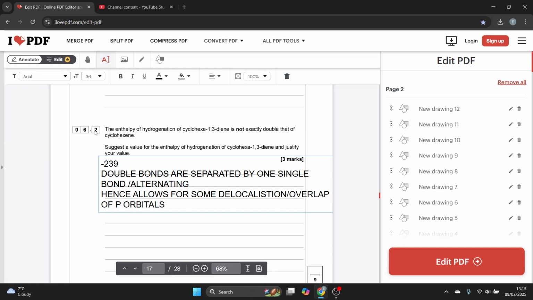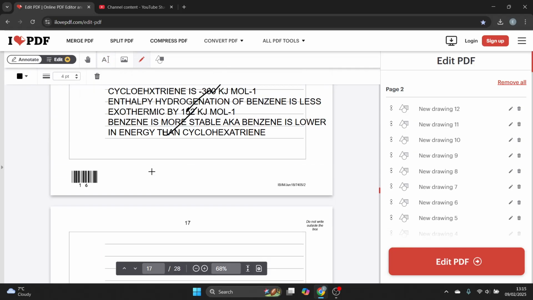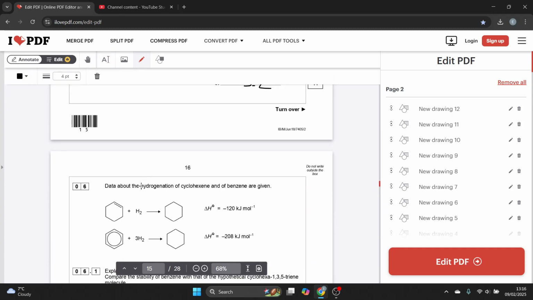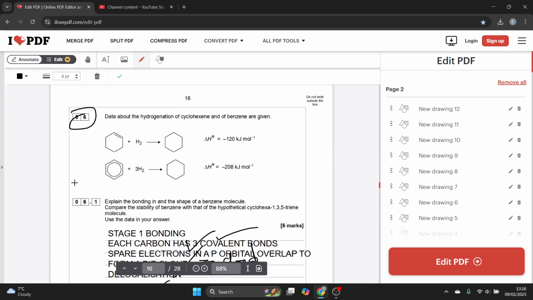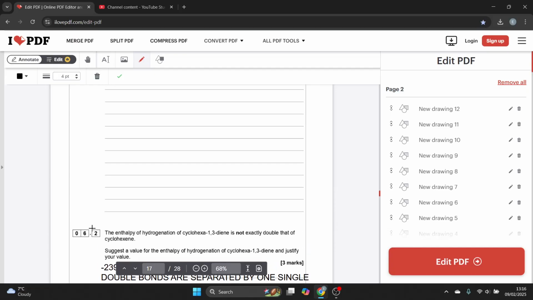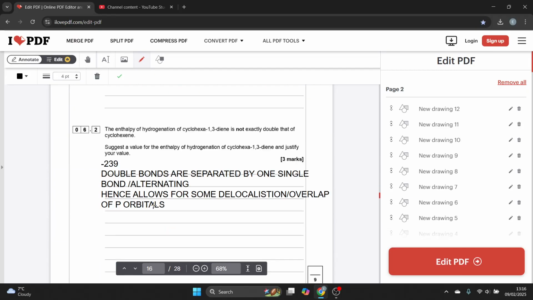And with benzene and this topic in general of aromatic amine and benzene, this question is very, very common, very classic. Compare the bonding, compare the stability, explain the bonding of shape of benzene, and then obviously electrophilic substitution mechanism and nitration, acylation, and then that's really it, to be honest. So yeah, minus 239. Double bonds are separated by one single bond / alternating, hence allows for some delocalization / overlap of p orbitals.